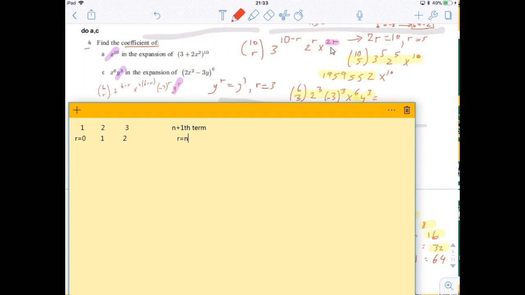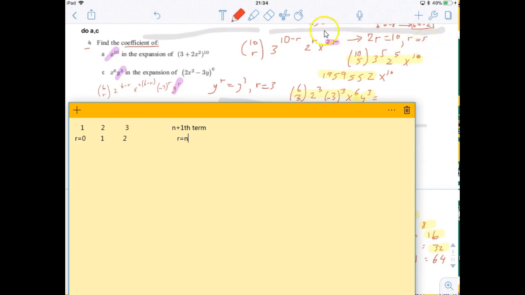Then we are going to look at the x part of it. Do you see the x part of it in purple here? And then we see that they want the x to the 10th term. Well, the x to the 10th term means that this purple part of the x must be 10. So I'm going to solve that algebra equation. 2r equals 10, so r equals 5. We've just discovered what r is.